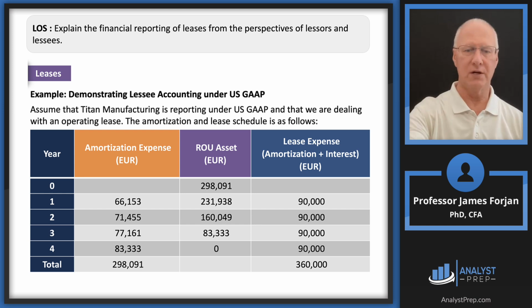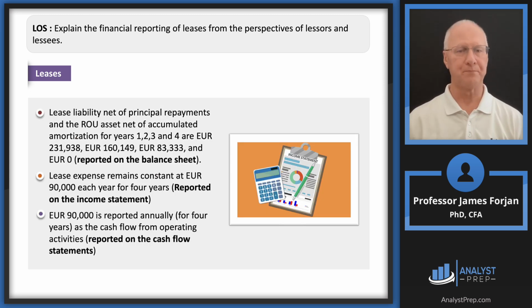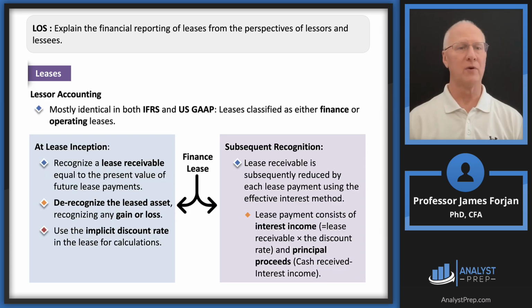And then if you continue to do that, going down the bottom, the value of the asset goes to zero, and the lease expenses, of course, sum to 360, and the amortization expenses sum to 298. Those principal repayments show up on the balance sheet. Then those lease expenses are on the income statement, and that 90,000 shows up on the cash flow statement.